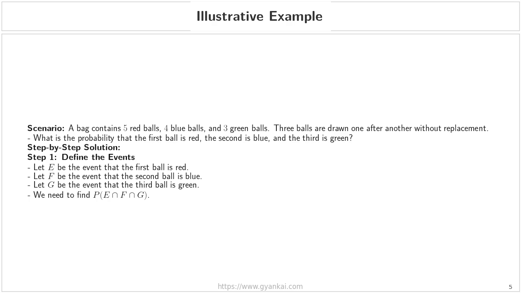In step 1, we must clearly define our events. Let E represent the event that the first ball is red. Let F represent the event that the second ball is blue. And let G represent the event that the third ball is green. We are looking to find the probability of the intersection of all 3 events, which we write as the probability of E intersection F intersection G.